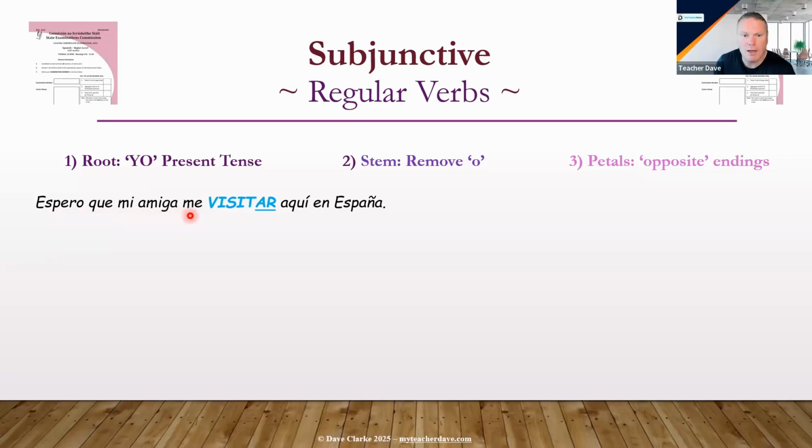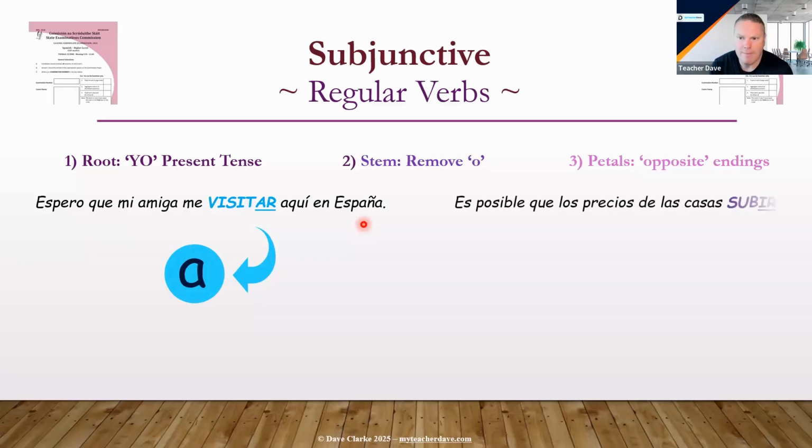Espero que mi amiga me, and then we have the full verb here, not conjugated yet, visitar, aquí en España. So what we're trying to achieve basically is, I hope that my friend visits me here in Spain. Again, we know with normal, regular verbs, in the normal present tense, not the subjunctive, they have their A in the vast majority of the endings.